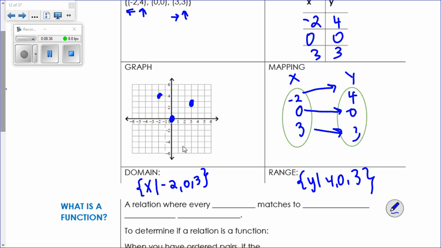Now, your function is a relation. It is a relation. But the difference is every x value matches to exactly 1 y value.